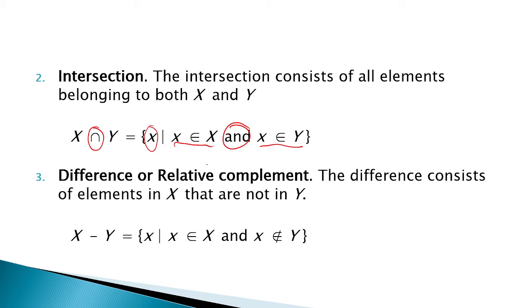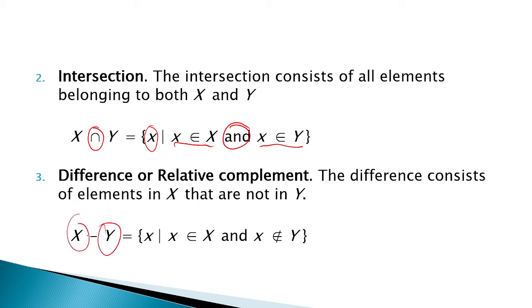Next is we have the difference or the relative complement. So the difference consists of elements in X that are not in Y naman. So parang nagmi-minus talaga tayo. So in this case, ang members nga lang yung pinagmi-minus natin. So if set X minus Y, then yung members natin for that set ay x such that x is an element of X but not an element of Y.